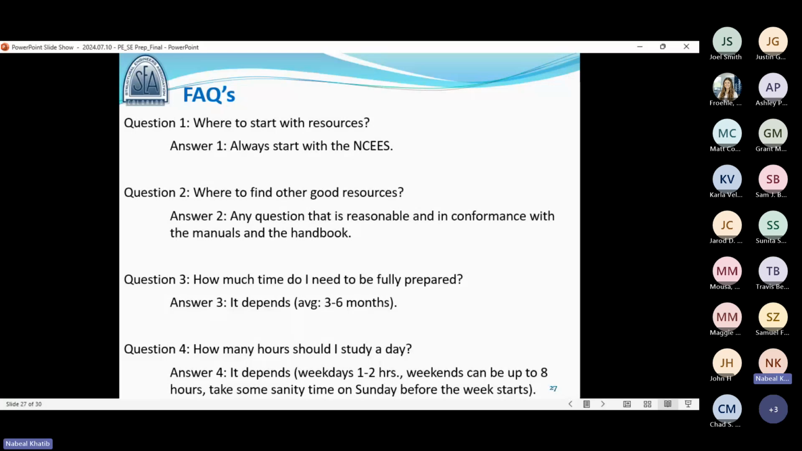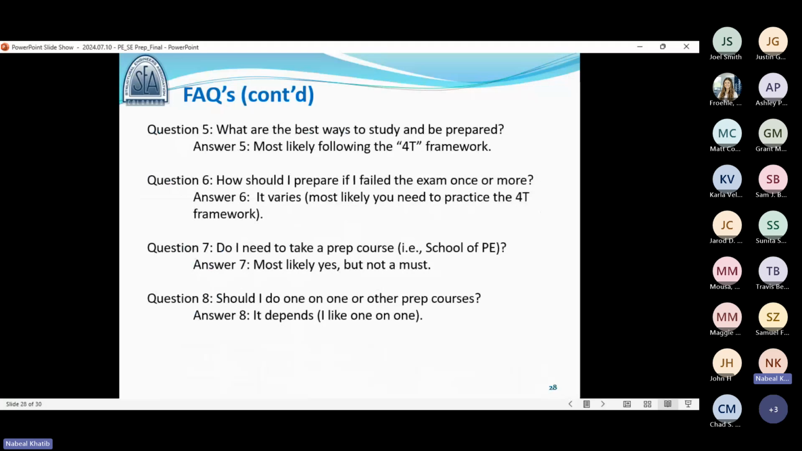What are the best ways to study and be prepared for this exam? I would say if you follow the 4T framework, that would probably be a great way to start. You could tweak that. You could say, I want to focus on time more than templates, I want to focus on something else. It is completely up to you.